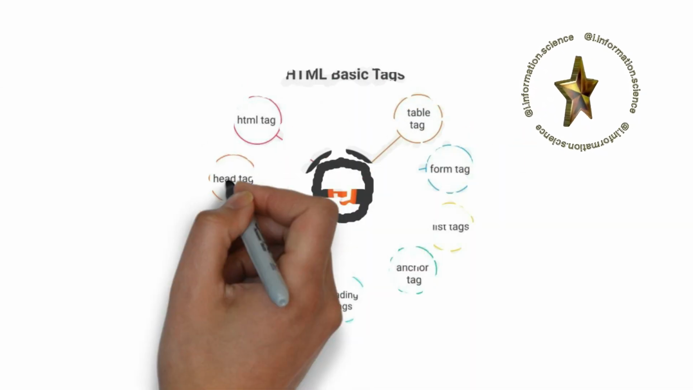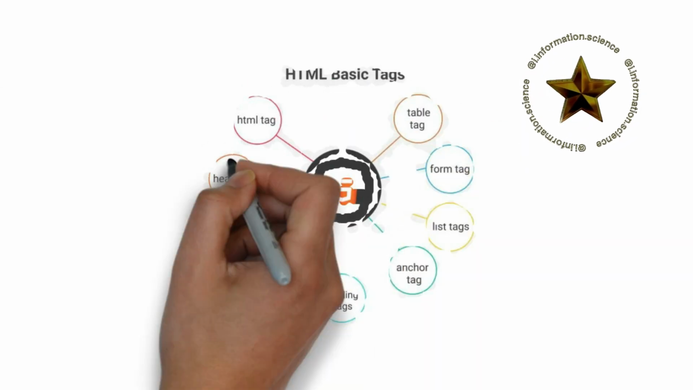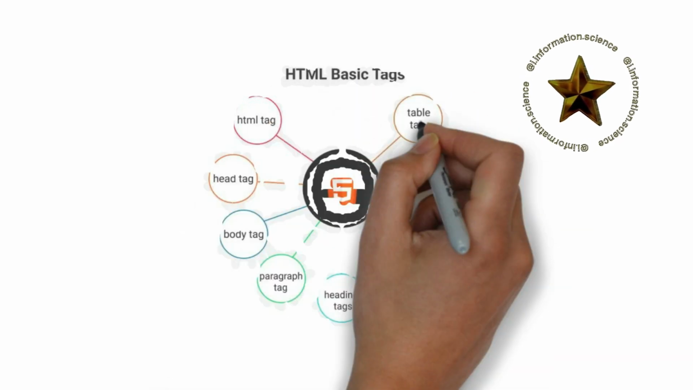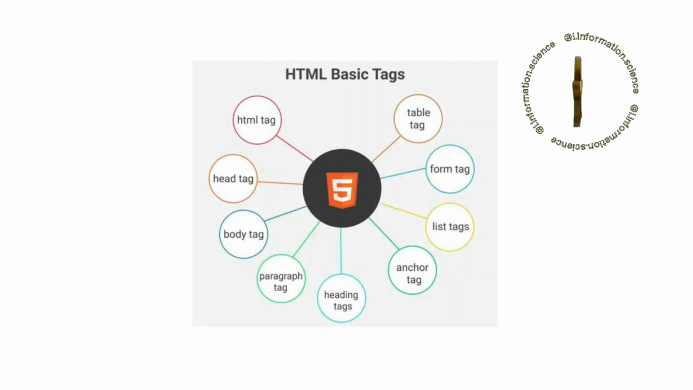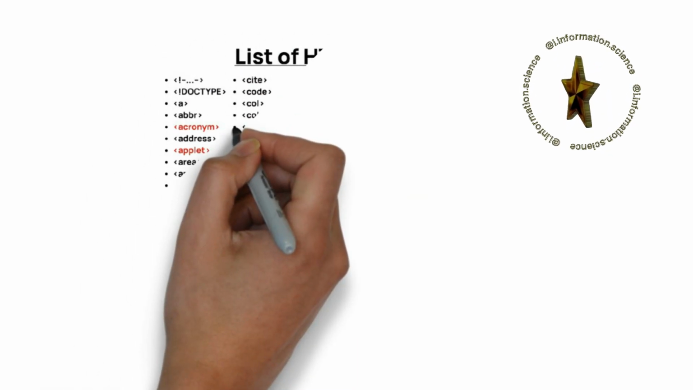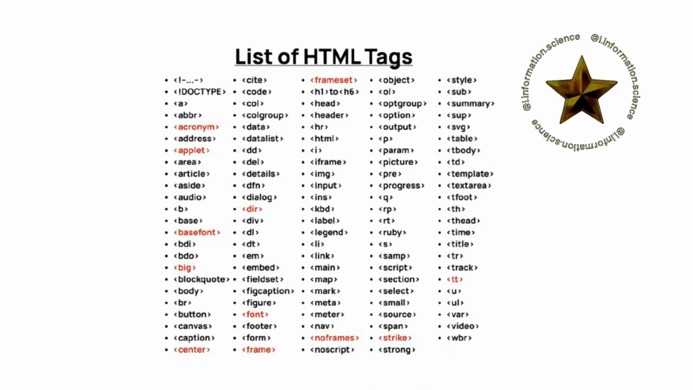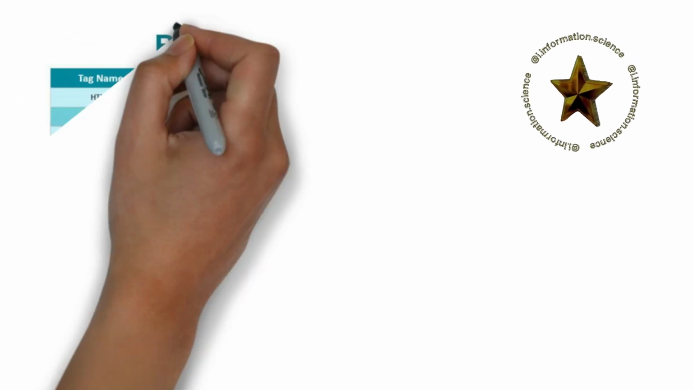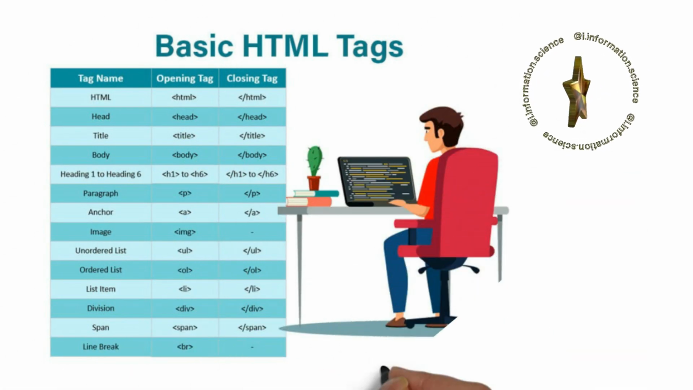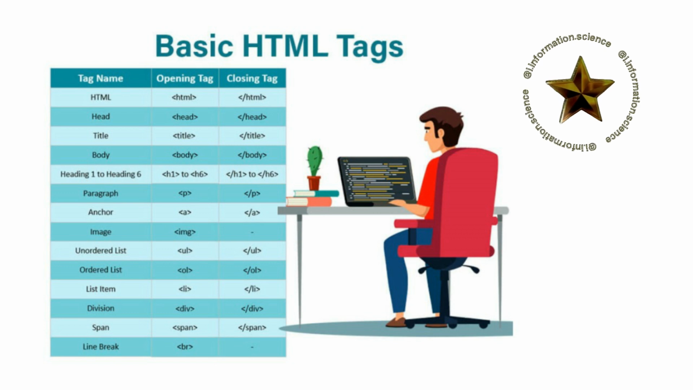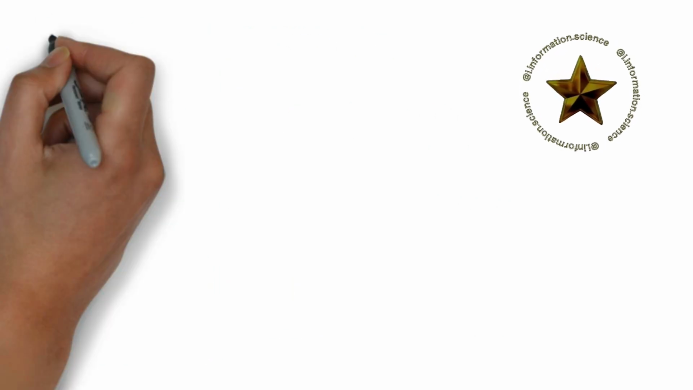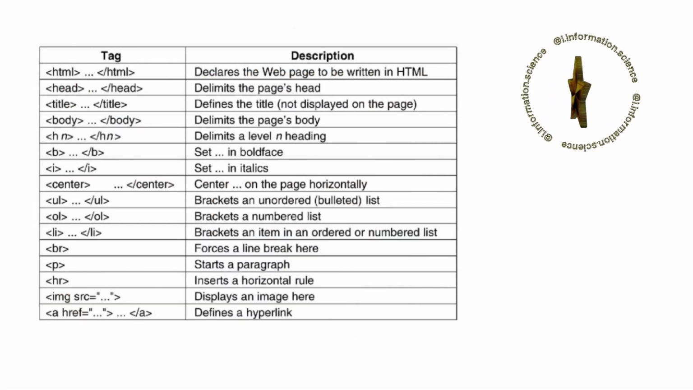HTML basic tags include HTML tag, head tag, body tag, paragraph tag, heading tags, anchor tag, list tags, form tag, table tag, etc. List of HTML tags include following elements. Example of basic HTML tags with tag name, opening tag and closing tag. Here are some examples of tags with their description.